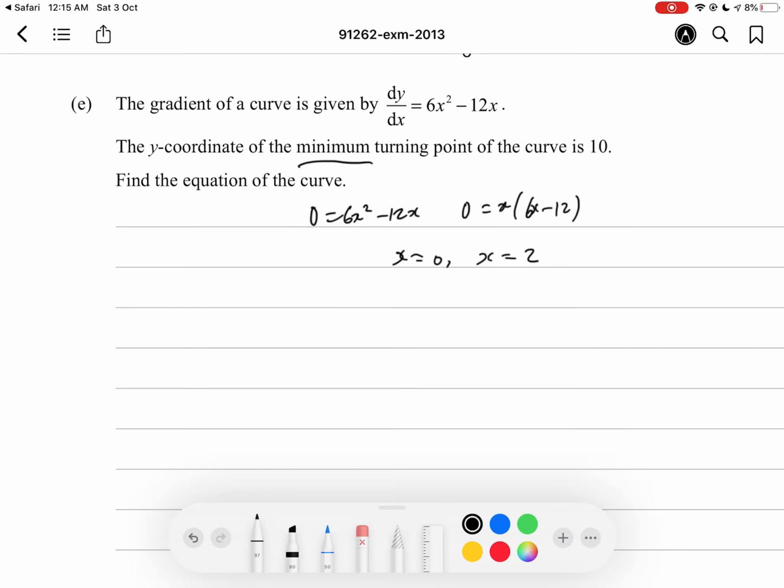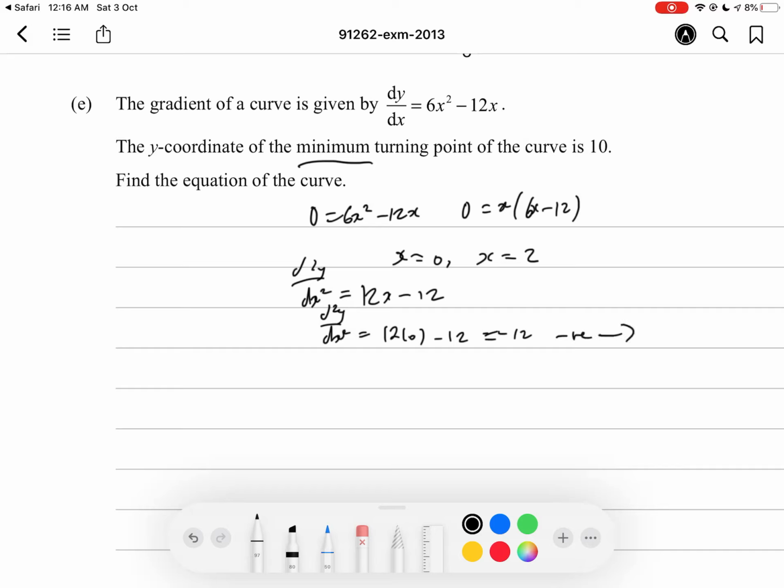Right, it tells us the y-coordinate of the minimum turning point of the curve is 10. For these two turning points, we don't know which one's the minimum and which one's the maximum. We need to find the second derivative. So d squared y over dx squared, our second derivative, equals 12x minus 12. We need to substitute these two points in. If we substitute x equals 0, we get negative 12.